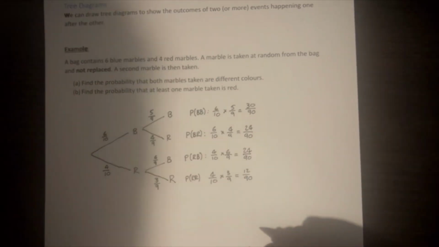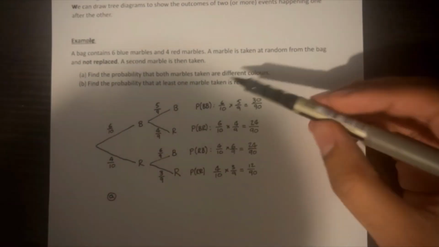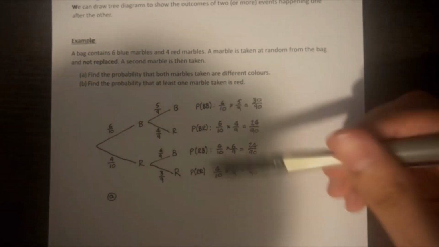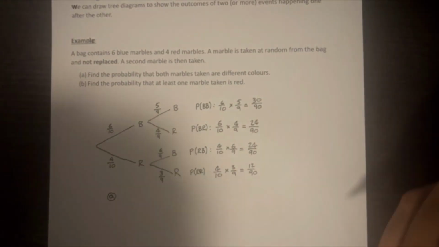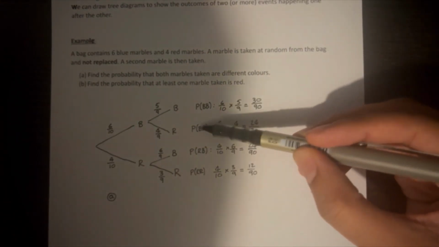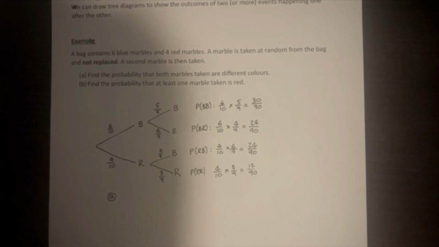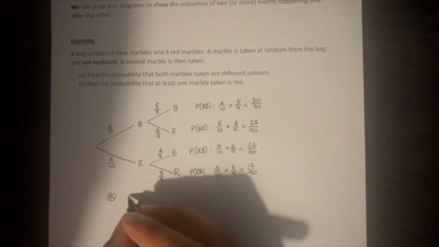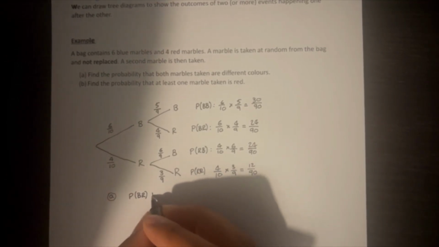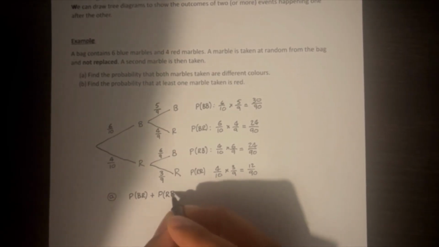So we've got our tree diagram drawn and we've got the probabilities worked out for each of those sets of branches. Now, if I look at the questions we were being asked, question A is asking us to find the probability that both marbles taken are different colours. If we think about it, the ways of taking 2 marbles which are different colours are blue then red, and red then blue. So that question is going to be the probability of blue then red plus the probability of red then blue.